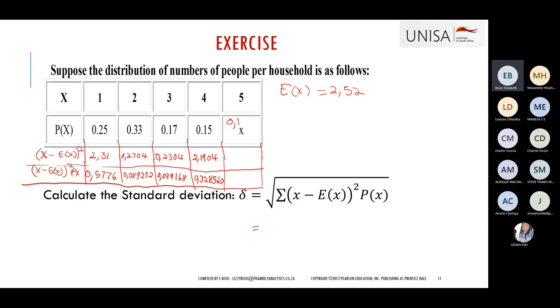Then the last one, it's 5 minus 2.52 equals, take the square of the answer, and I get 6.1504, and I need to multiply that answer with the probability of 0.1, which gives me 0.615040. Now, once we are done, we can take all these values and add them all up.